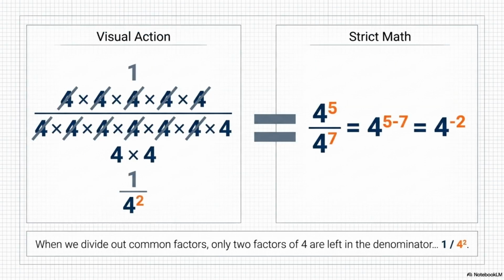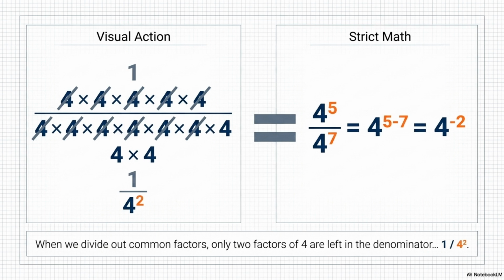Okay, visualizing the fraction. Top line has 5 4s multiplying each other. Bottom line has 7 4s multiplying each other. I start crossing out the pairs. Walk me through the aftermath of the crossing out. I cross out all 5 of the 4s from the top line. The top is completely empty, which means a 1 is left as a placeholder. Correct.